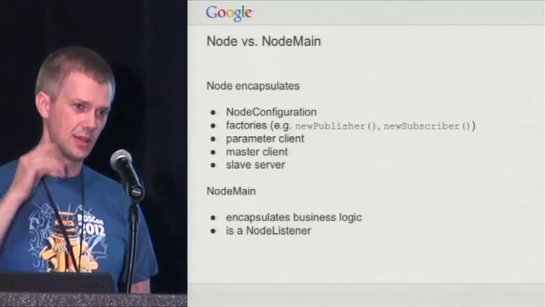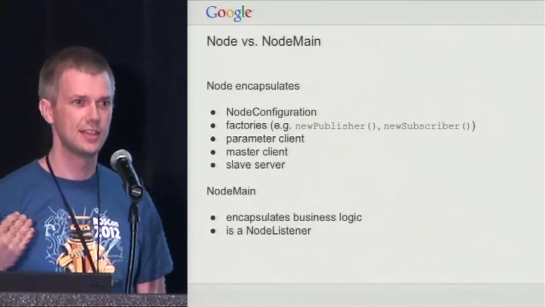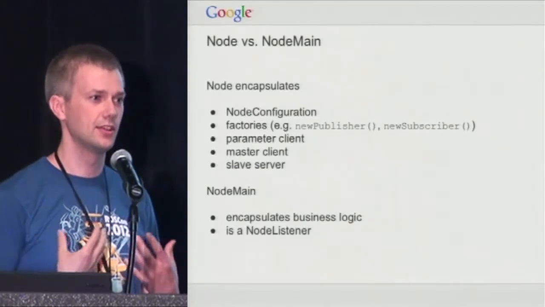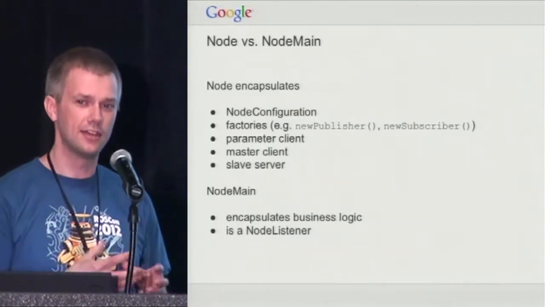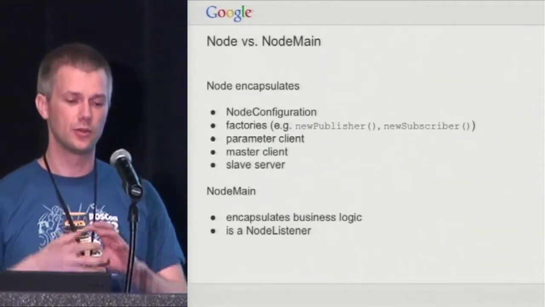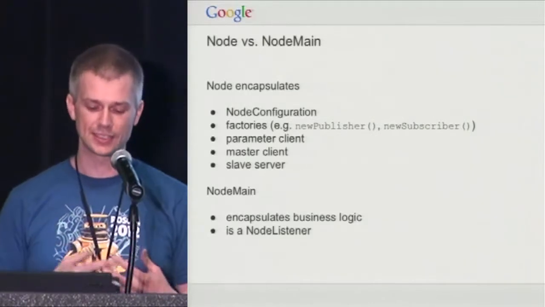The API in rosjava distinguishes pretty clearly between these two things. A node is really about encapsulating some of the things that are required in order to have a presence on a ROS graph. So you have some sort of configuration that describes how that node should operate, how it should connect to a master, things like that.